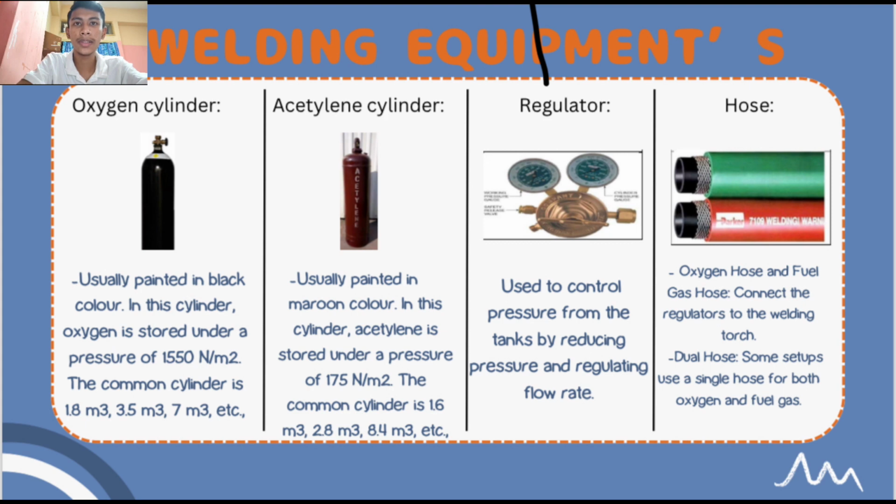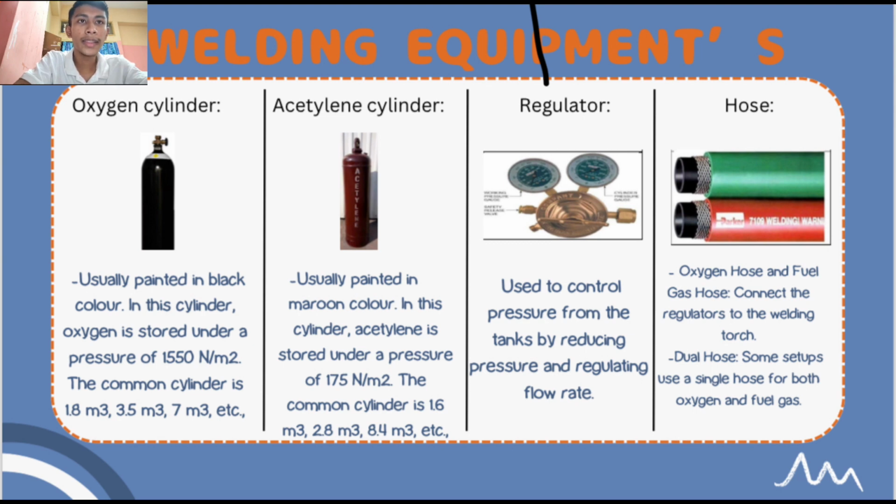In this cylinder, oxygen is stocked under a pressure of 1550 N/m². The common cylinder sizes are 1.8 m³, 3.5 m³ and 7 m³. Second, acetylene gas cylinder, usually painted in maroon color. In this cylinder, acetylene is stocked under a pressure of 175 N/m². The common cylinder sizes are 1.6 m³, 2.8 m³ and 8.4 m³.